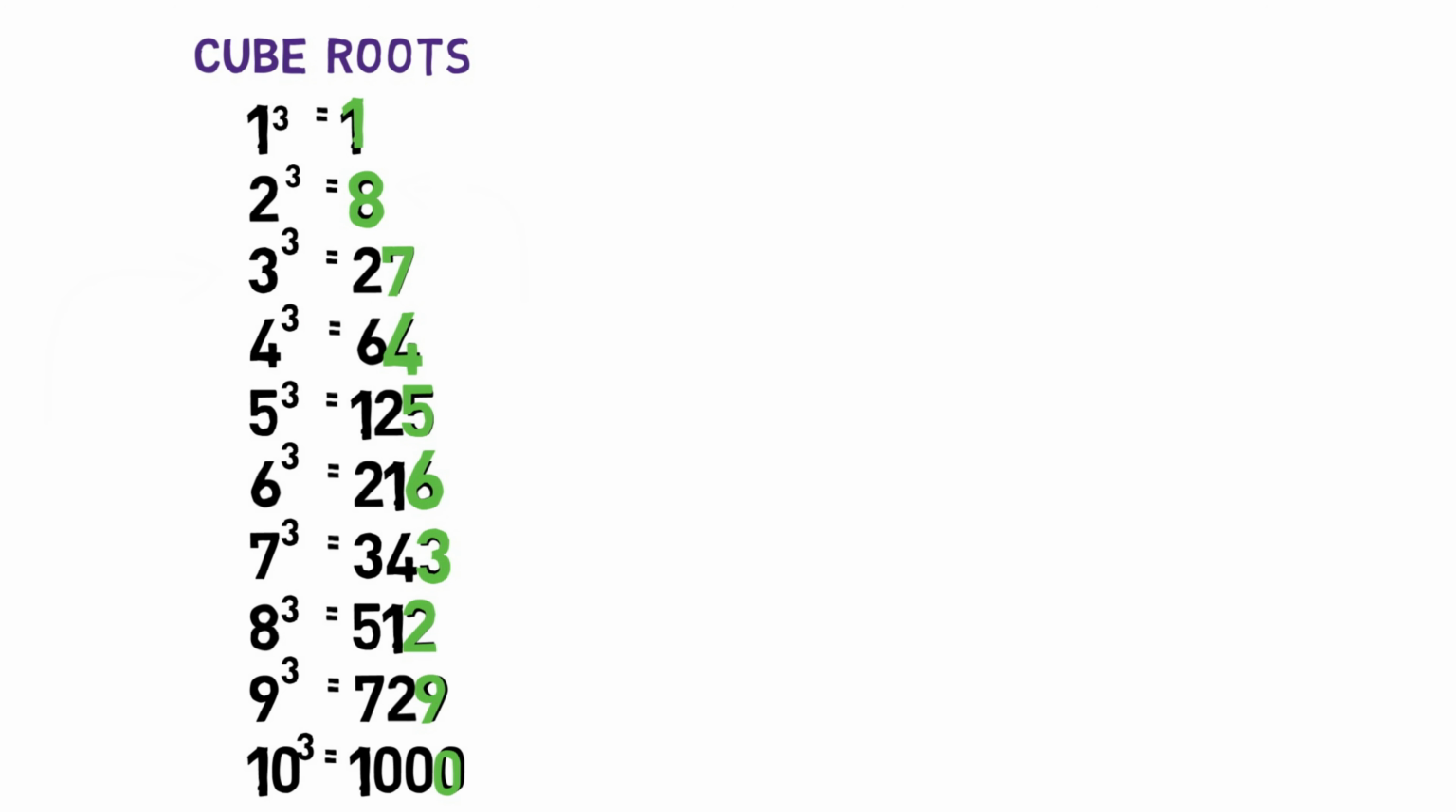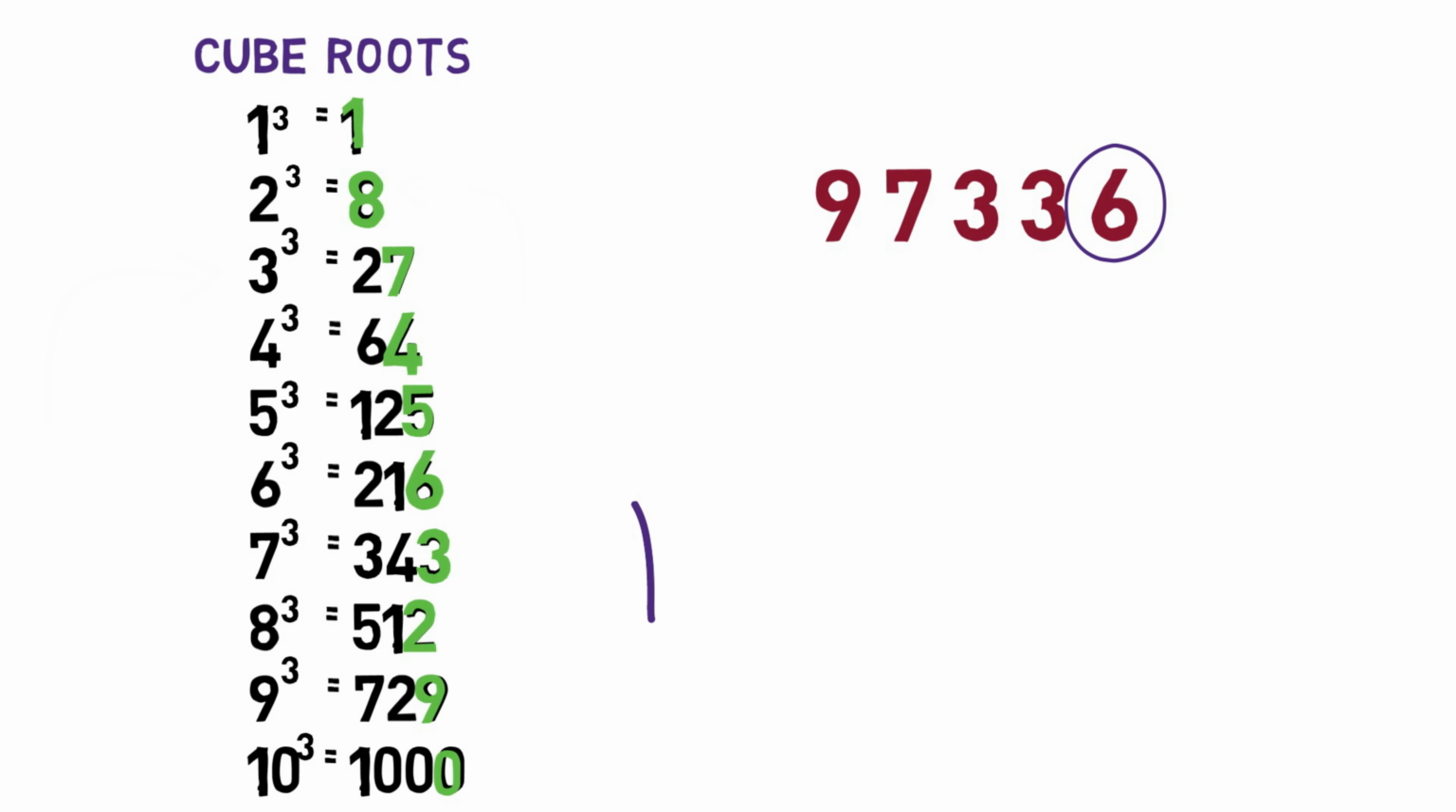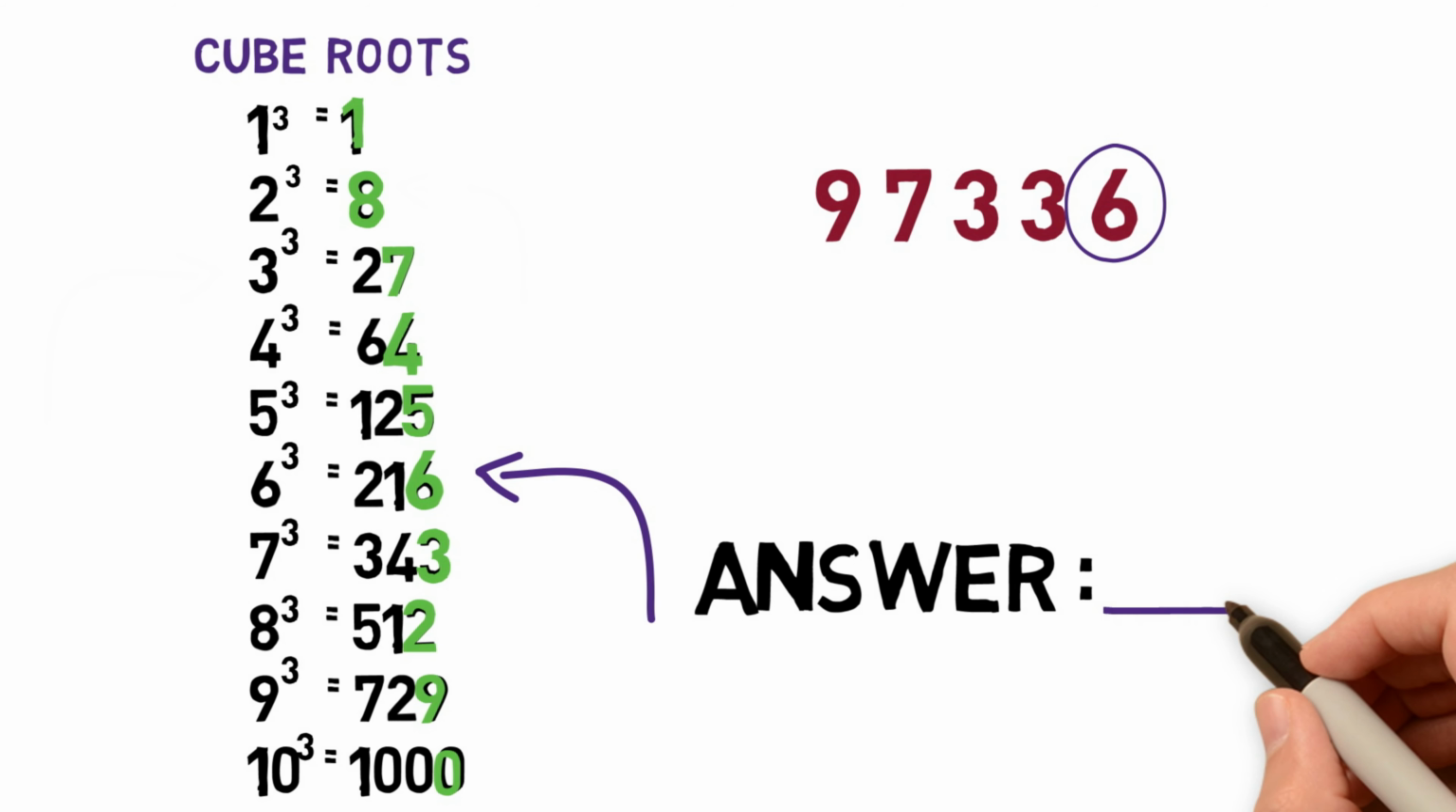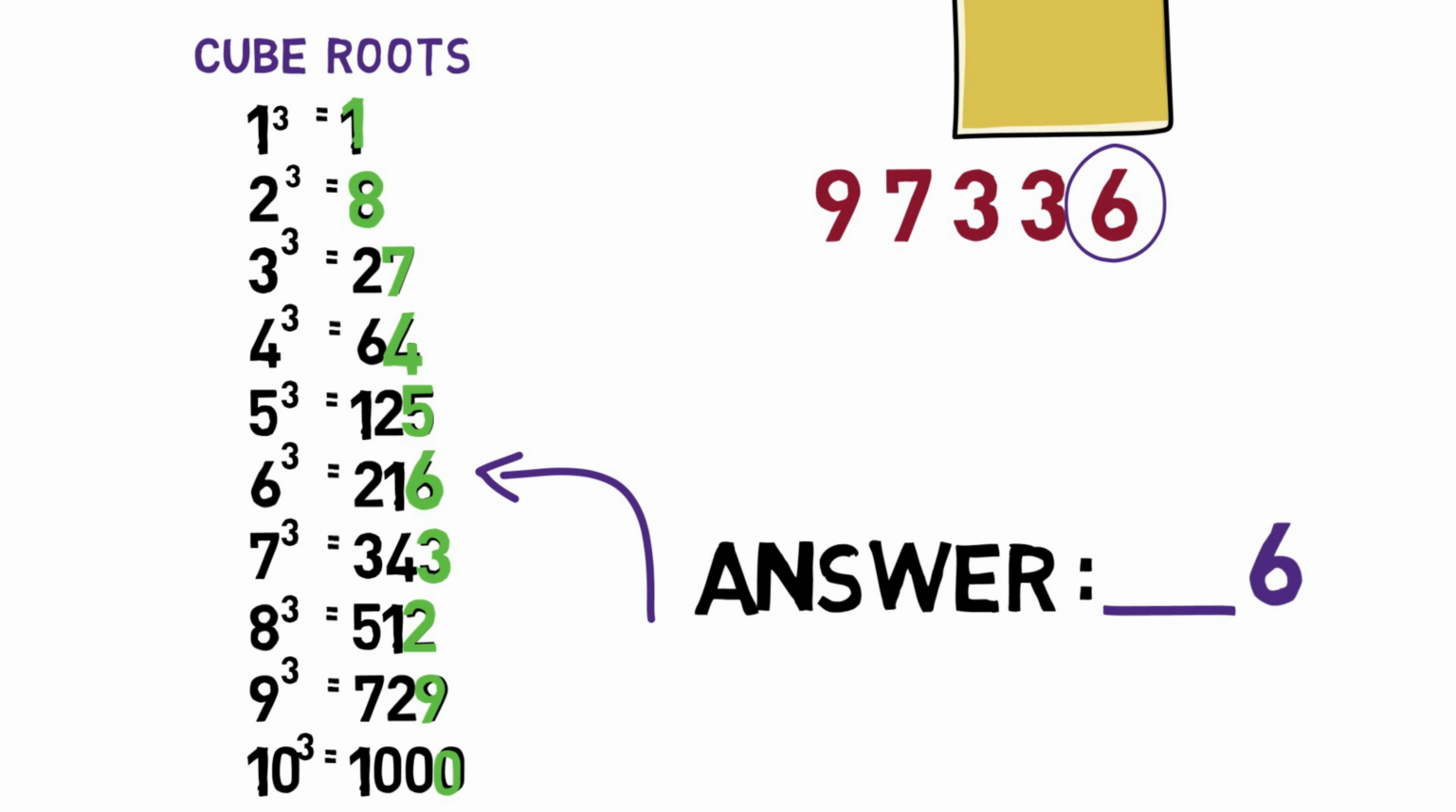Let us try this again with another number. First, we look at the last digit and the corresponding last digit of the cubes in our table. Here, we can see that the number 216 has the same last digit, and so the last digit of our solution becomes the cube root of 216, which is 6.